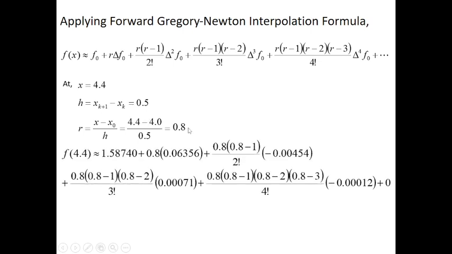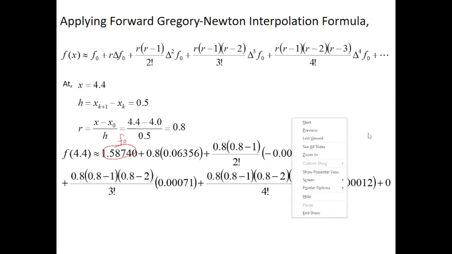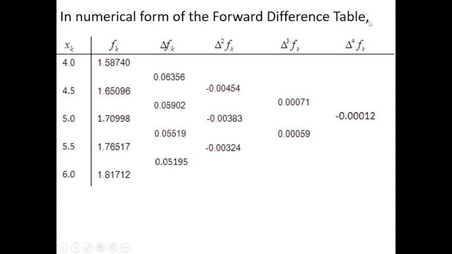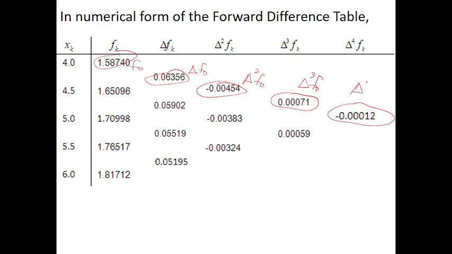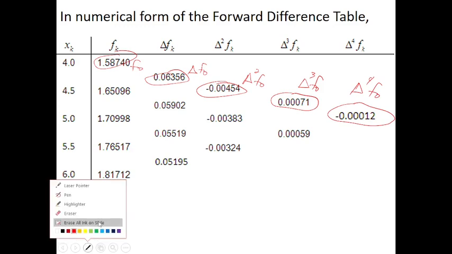Then we can now substitute the values. We have f of 4.4, that is 1.58740, that is f sub 0, plus 0.8, that is r, multiplied by 0.06356. This is from the previous slide, the reference table. This is f sub 0, this is delta f sub 0, this is delta squared f sub 0, delta cube f sub 0, and delta to the fourth f sub 0. We will use all of those.